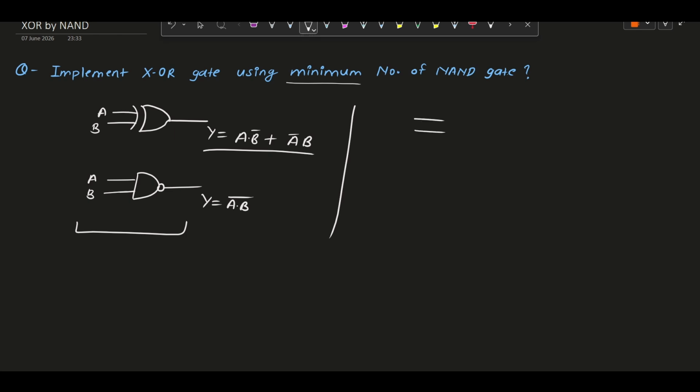First we need to understand how the NAND gate works. If there are two inputs in NAND gate, X and Y, then the output is X into Y whole complement, which you can expand using De Morgan's theorem into OR expression as x complement plus y complement.